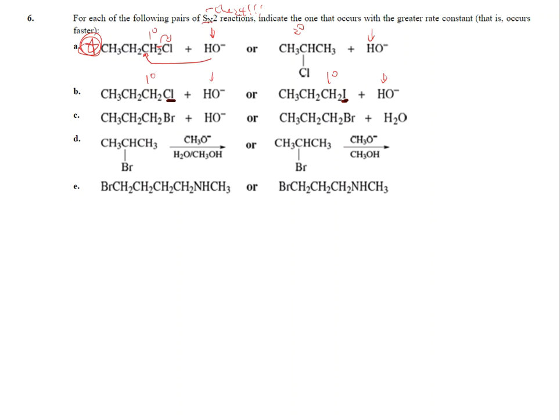This carbon's going to look at the iodine and go, off you go. I'm tired of you. You got to go. I don't want you anymore. That's just carbon's mentality. Because of that, this one is going to happen faster because iodine is a better leaving group. So propyl chloride reacting with hydroxide, or propyl iodide reacting with hydroxide. Propyl iodide is better at a nucleophilic substitution bimolecular reaction because iodine is a better leaving group than chlorine is. That's how we're going to regard that.